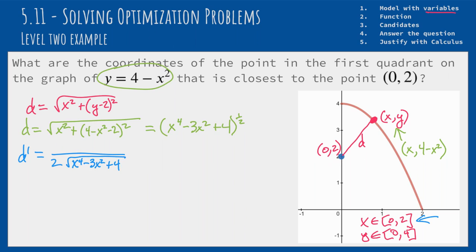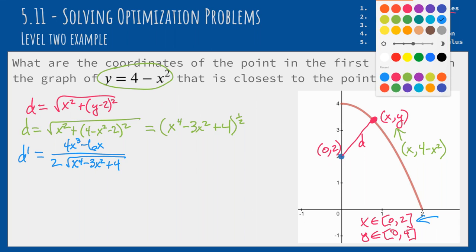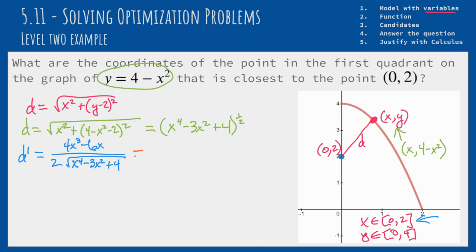And then with the chain rule, we have to multiply by the derivative of the inner function, which is going to go on top. So that's going to be 4x cubed minus 6x. And so now what I want to do is figure out where this derivative is either equal to 0 or is undefined. So I'm going to set it equal to 0. I do want to point out that the derivative would be undefined if the denominator is 0. X to the fourth minus 3x squared plus 4 is never going to be either 0 or negative, so we don't have to worry about that.